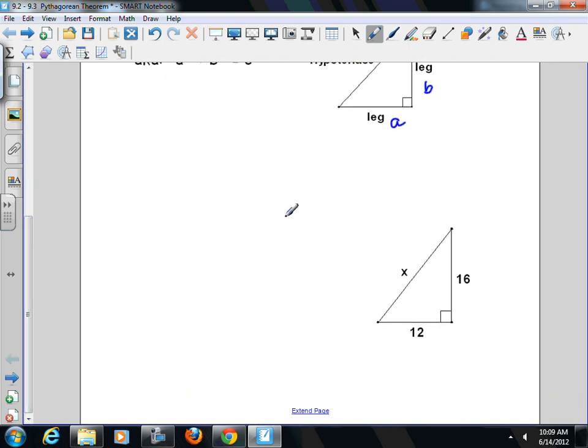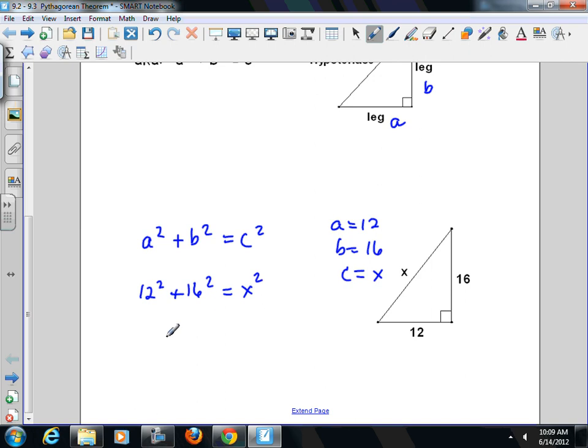So let's try this. Here you're given a right triangle, and we know the lengths of the two legs, but we'd like to find the hypotenuse. So let's use a squared plus b squared equals c squared. In this case, A is 12, B is 16, and C is your x. So we have 12 squared plus 16 squared equals x squared. So I have 144 plus 256 equals x squared.